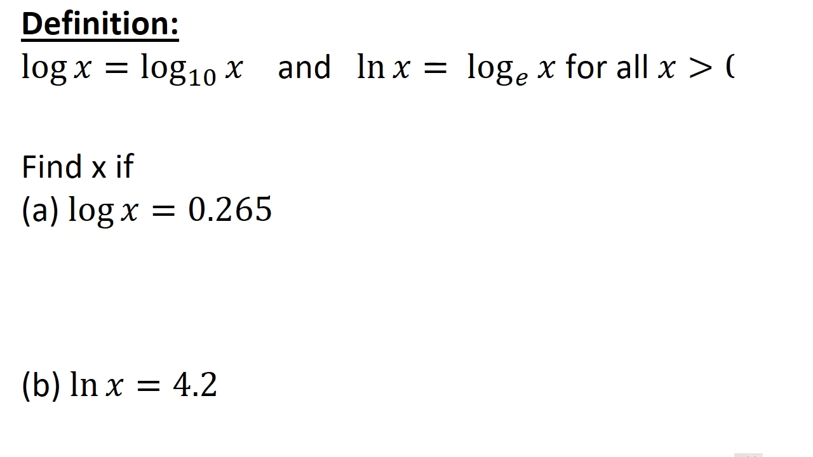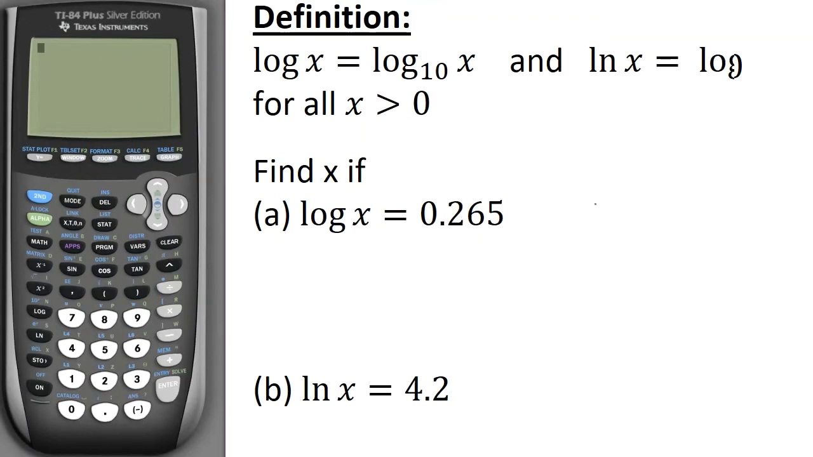Let's talk about the two definitions for the standard kind of logarithms we see on a calculator. If you see log x with no base shown, then that is a common logarithm, and the assumed base is 10. When you see ln x, then that is the natural logarithm, and the assumed base is e. Remember, e is 2.718, etc., for all x greater than 0. So let's work out the first problem.